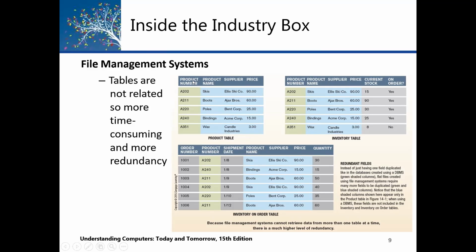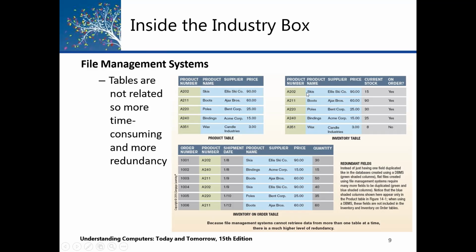In the product table there are four columns: product number, product name, supplier and price. In product number, multiple data are available, but they are not similar. If they were similar, we could call it duplication. Okay, so we move on to the inventory table.